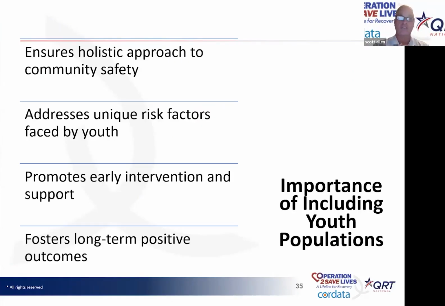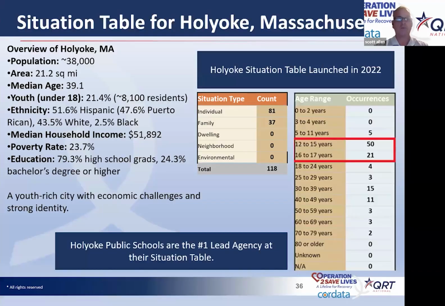It addresses risk factors that are faced by youth: gang violence, gun violence, adverse childhood experiences, bullying. We have bullying victims that get presented as situations, and we then find mentors, that big brothers that are at the table say, hey, we have a big brother program. Let's connect. It promotes upstream early intervention support. It fosters long-term positive support.